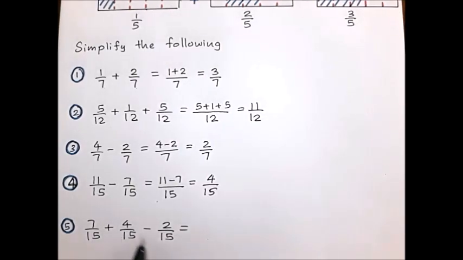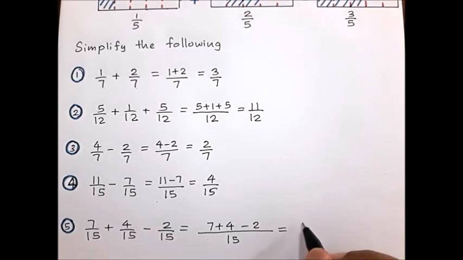Addition of these two fractions and subtraction of these two. But the denominator is same. I am going to write the denominator. It is 15. 7 plus 4 and minus 2. 7 plus 4, 11. 11 minus 2, 9. Answer is 9 over 15.